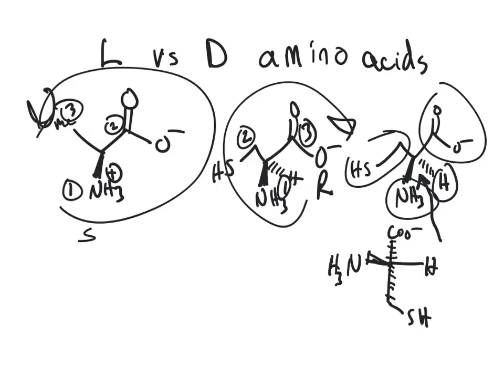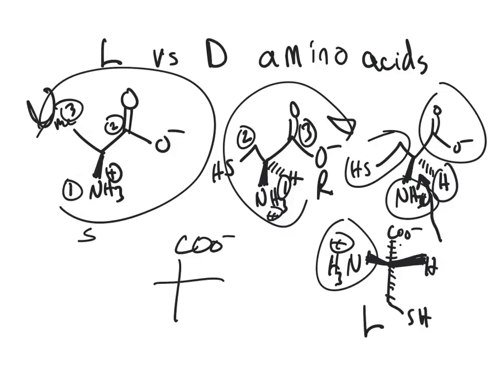And we can draw in wedges and dashes to kind of elucidate that. So, anytime you have this carboxyl group on top and your amino group on the left, this is considered to be an L amino acid. And then to draw D amino acids, you just flip your H and your NH3 here. And now we have a D amino acid.